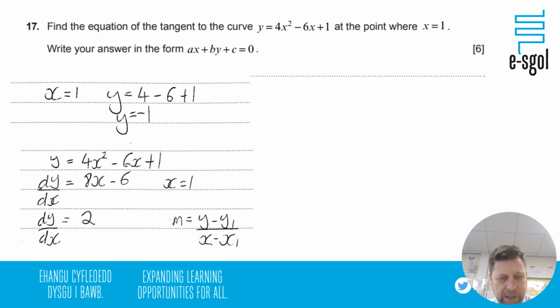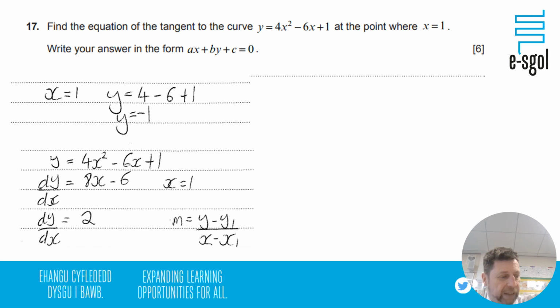And I do that by doing dy dx. I've substituted in x equals 1 because it says x equals 1. That gave me the gradient of 2. So I now have a gradient of 2. And I have the point. Now there's different ways of laying out your equations. I use this method. Lots of centres will use y minus y1 equals m open brackets x minus x1. It's all the same, it just rearranges.